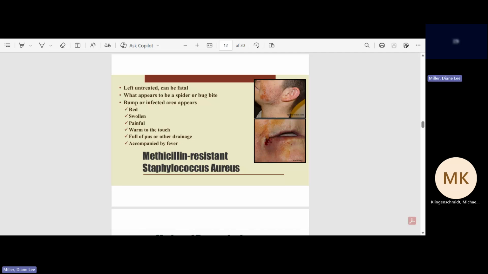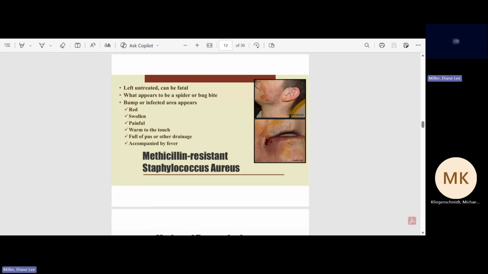MRSA, or methicillin-resistant Staphylococcus aureus, is a bacterial infection and initially was most prevalent in hospital systems and nursing facilities, but now it's everywhere in our environment. This can lead to lesions that look like pimples, boils, abscesses. It can also infect other areas of the body, including through the bloodstream. If it is not treated, it can be fatal or can be limb-threatening.